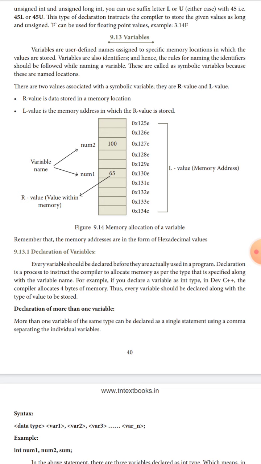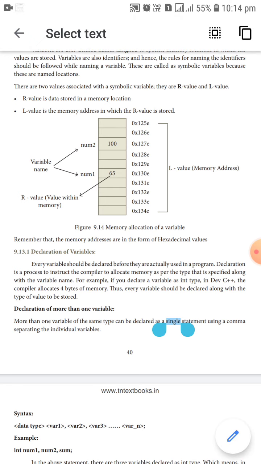So every variable should be declared along with the type of the value to be stored. Before allocating memory for the variables, you use a data type: integer, character, float, anything. Depending on the data type, Dev C++ allocates memory. Some data types get 2 bytes and some get 4 bytes. The bytes of the data type you use are the memory allocated for storing the variable.